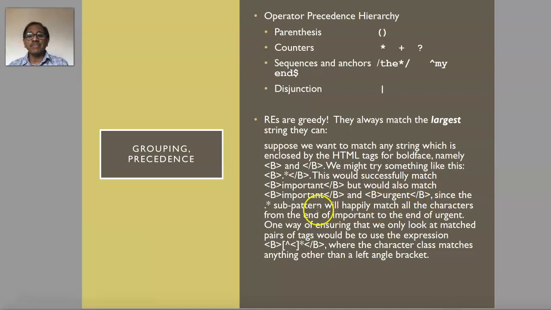So since this sub pattern will happily match with all characters from the end of important to the end of urgent, it will match with both, up to the end of urgent. One way of ensuring that we only look at matched pairs of tags would be to use expressions. So you have to use an expression so that you can really get a real match. So if you are using something like this, where the character class matches anything other than a left angle bracket.